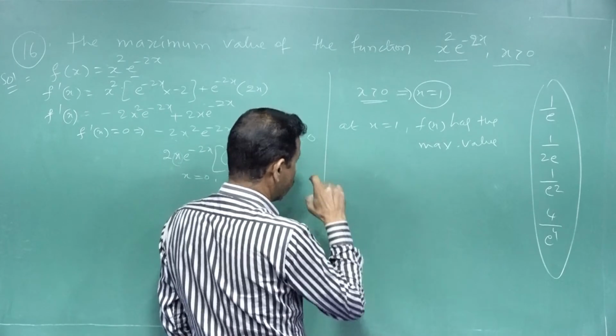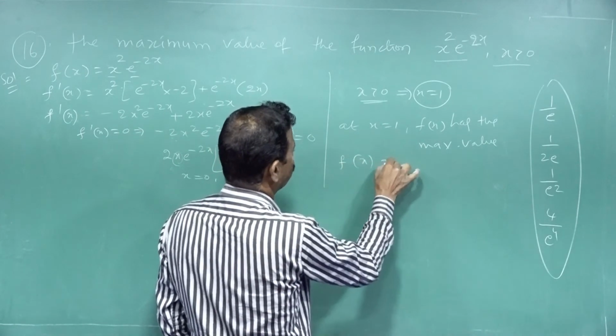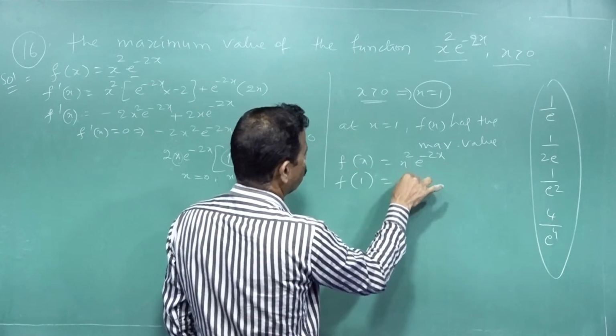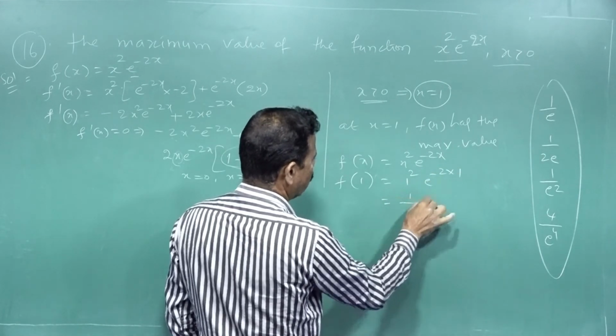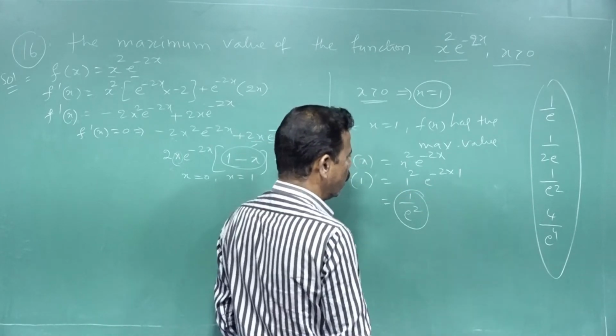So now we substitute in f what f of x is equal to x square e power of minus 2x. f of 1 is equal to 1 square e power of minus 2 into 1. 1 square is 1, e power of minus 2 is 1 by e power of 2. So 1 by e square is the right answer.